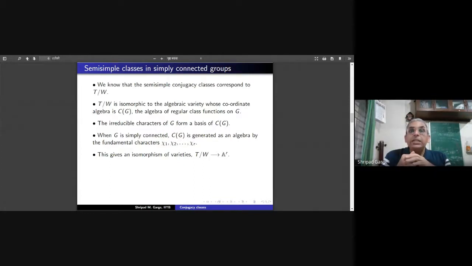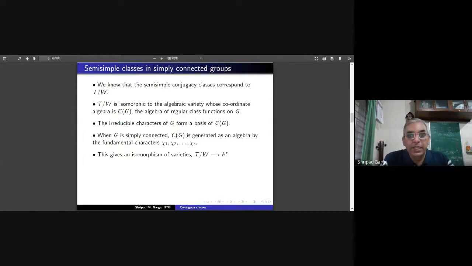This next statement is again valid for any semi-simple algebraic group: CG is a huge ring, an infinite dimensional ring. It has a basis over the base field K consisting of irreducible characters of G. So this is quite natural. You are looking at regular class functions, and the class functions are all spanned by irreducible characters if you are working over an algebraically closed field, and G is semi-simple.